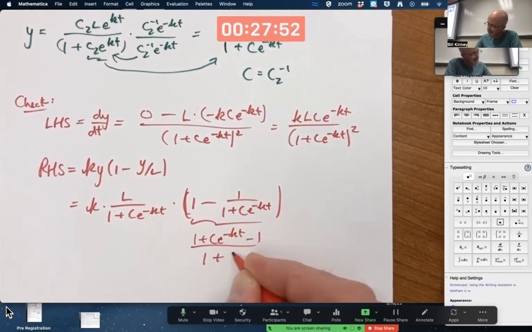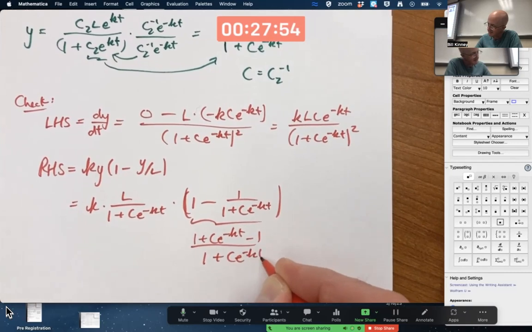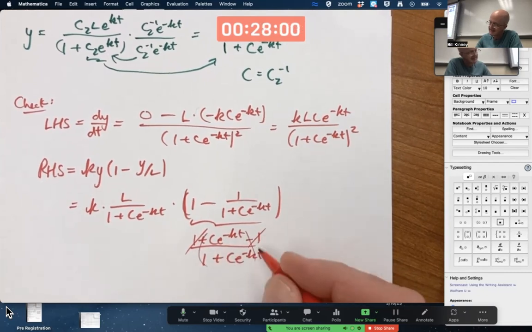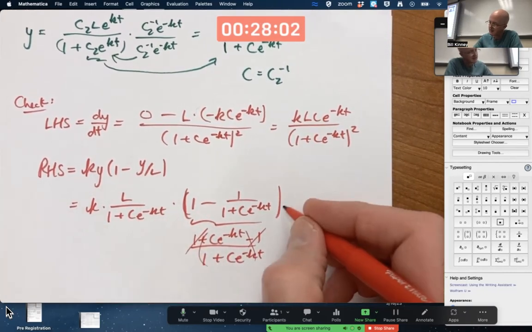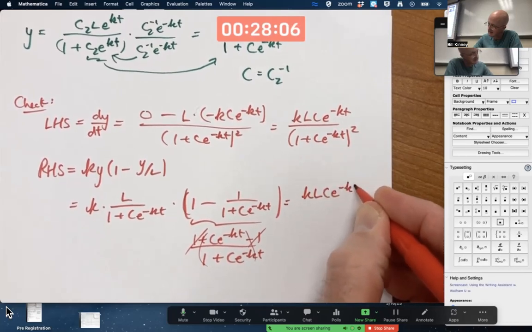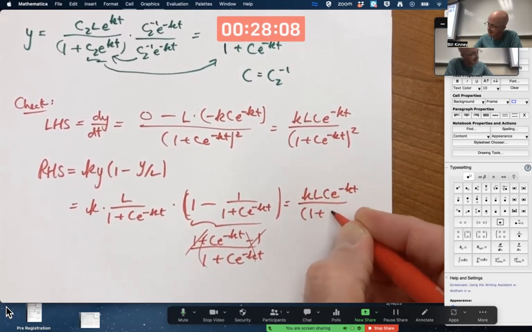And yeah, now I'm starting to see how this is going to come together. The ones cancel. And yes, now if you multiply this times that and times k, you will get the same final thing. Amazing.